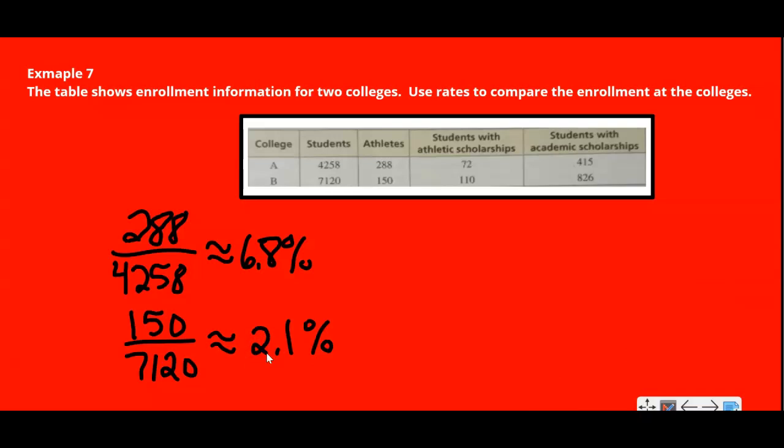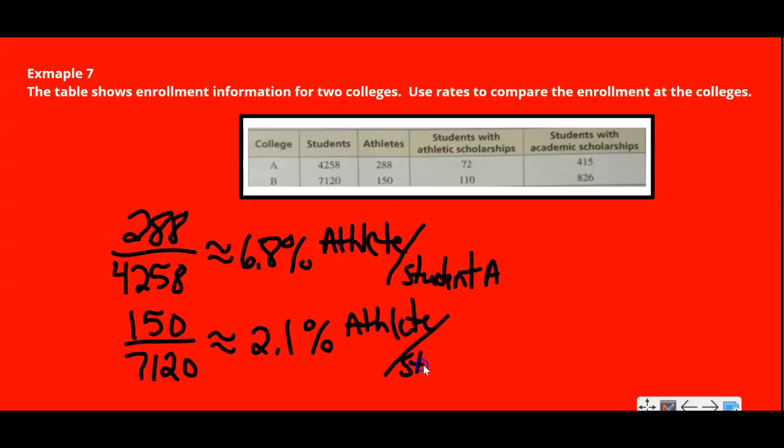So this is athlete per student for College A. And this is athlete per student for College B.